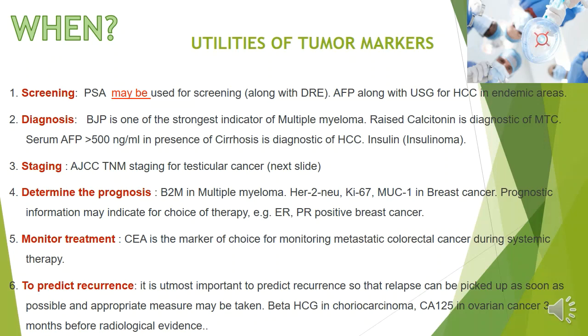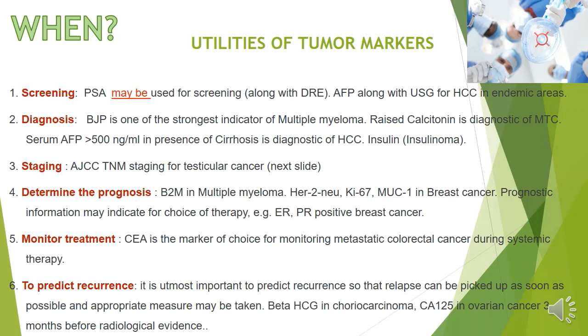So these are some of the staging uses. As we know, in AJCC TNM staging for testicular cancer, we will show it in the next slide. It is useful. We can use tumor markers for TNM staging for testicular cancer. For prognosis, most of the tumor markers are basically used for prognosis, like beta-2 microglobulin in multiple myeloma, HER2/neu, Ki67 in breast cancer. ER/PR positive breast cancer, how do you assess the prognosis? If it is ER/PR positive, the prognosis is usually good. If it is HER2/neu positive, the prognosis is usually bad.